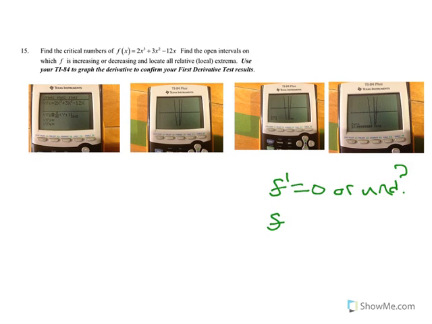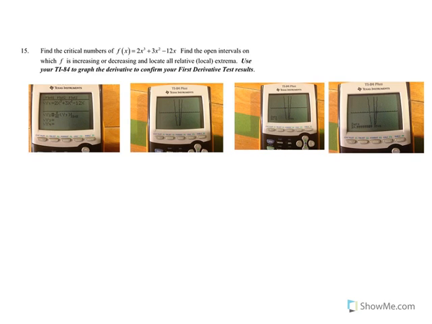And you need to know whether f prime is positive or whether it is a negative output. So where it's positive or a negative output. And you can get all that information just by looking at a graph of f prime.